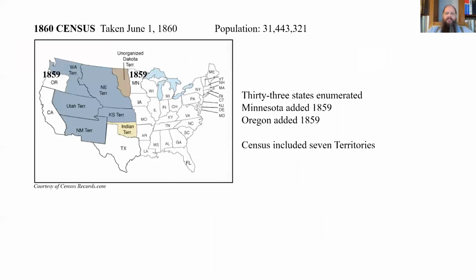Now, the 1860 census saw some slight changes in the way the census return was kept. The census was taken again on June 1st, 1860. The population had grown several million. The population was now more than 31 million names that were enumerated. There were now 33 states that had been enumerated. Since the previous decade, Minnesota and Oregon were both added in 1859. The number of territories increased to 7.